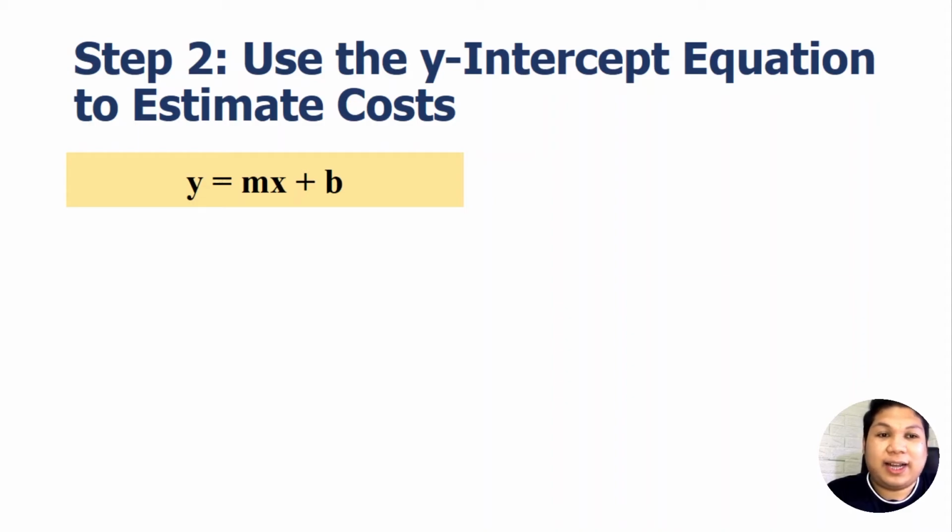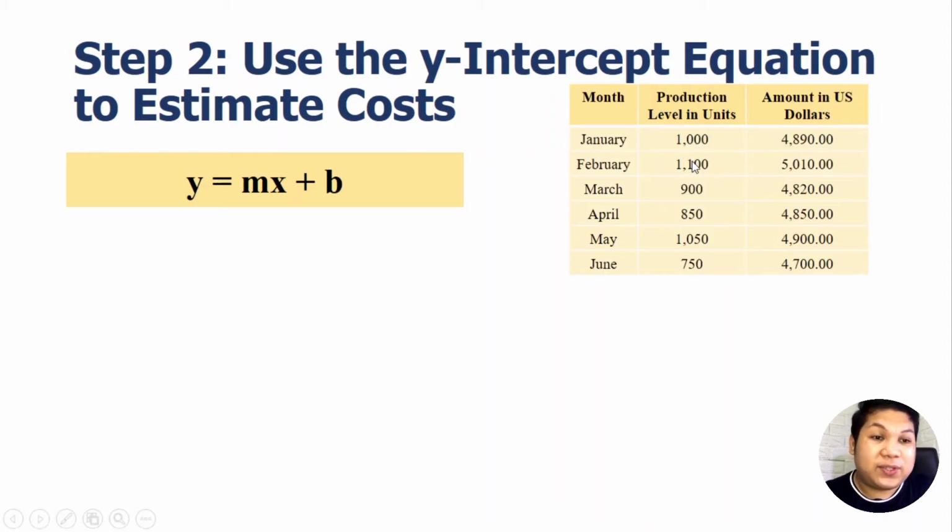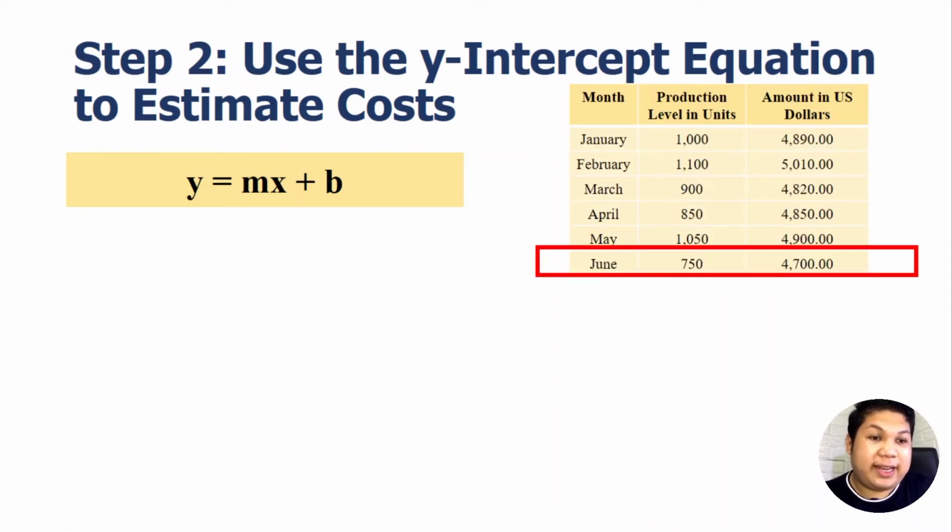So let us look at the table. Again, we have chosen 2 points. The 750 is actually for the month of June. So 750 production level, and the cost of electricity is 4,700. And we have also another point for the month of March, which has a production level of 900 units and the cost of 4,820. So we're going to use that.